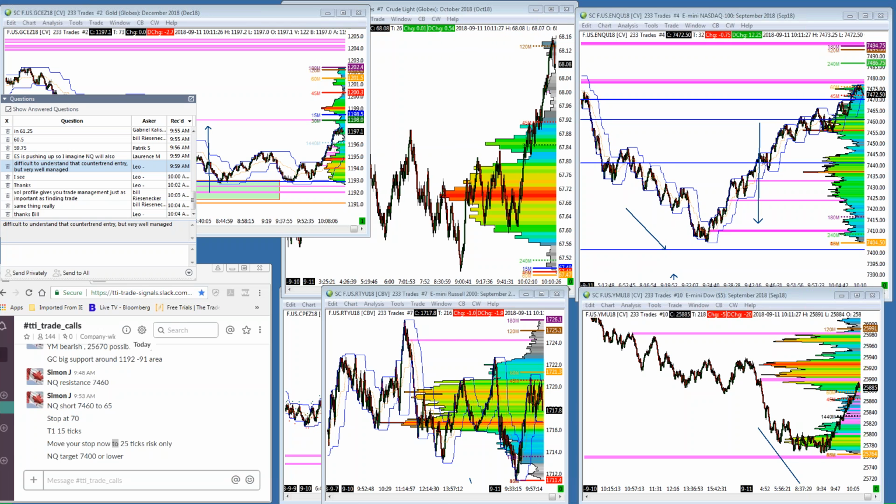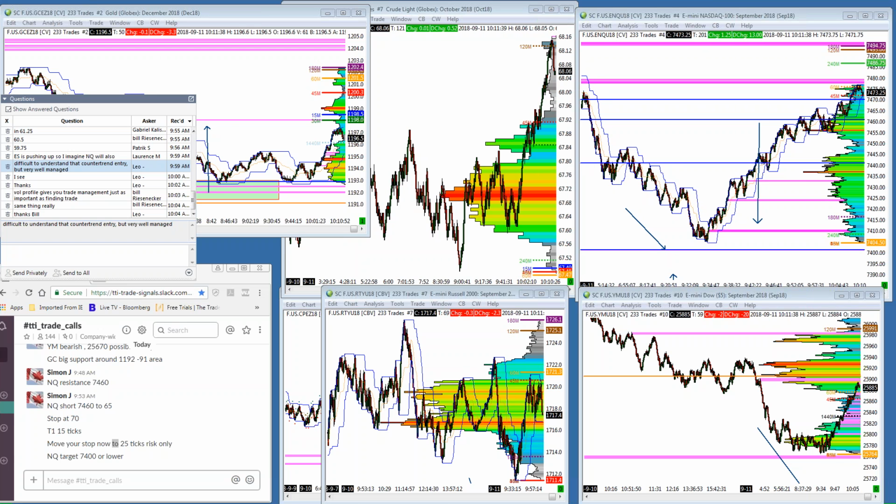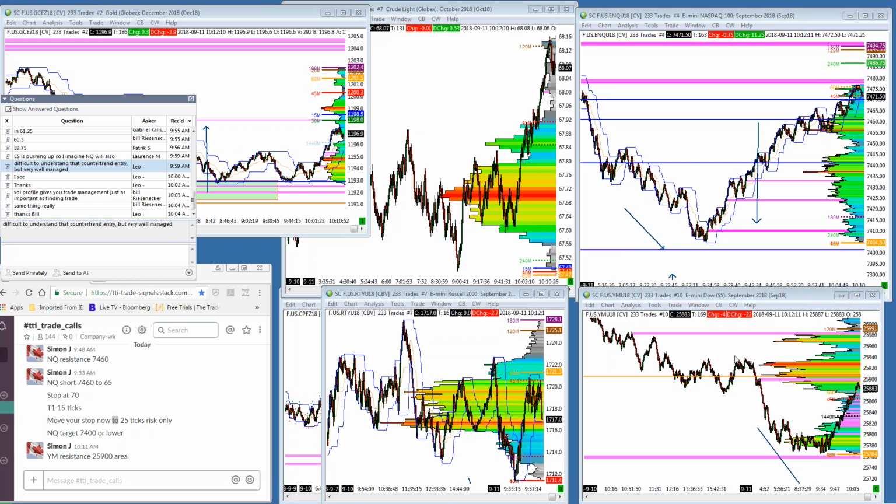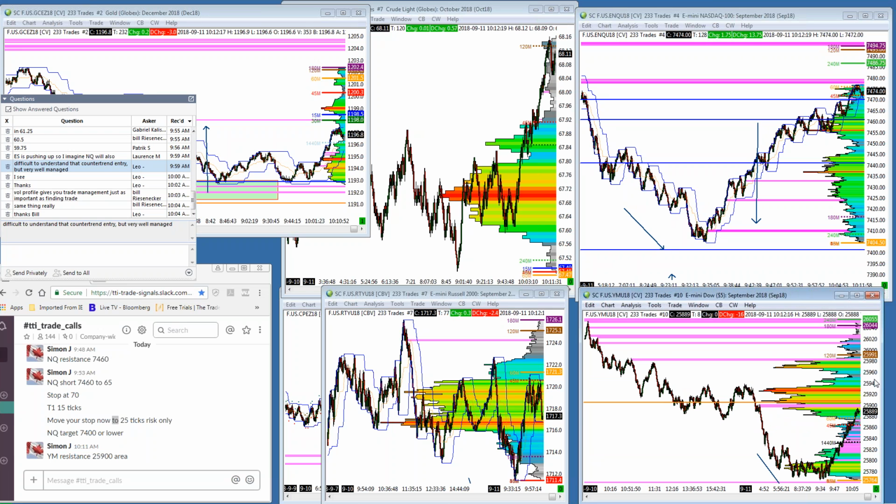We have YM resistance ahead, 25,900 area. I would like also to find a short on YM. The only issue I have at this time with YM is my stop loss is not very small. It's above 25,900. I would say 25,910. But let's see. For now, I don't have anything.